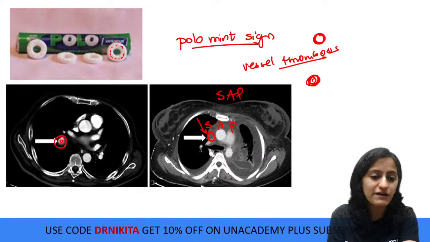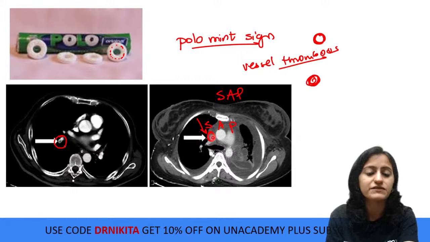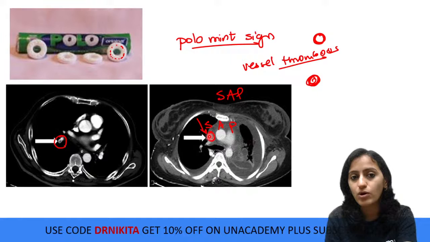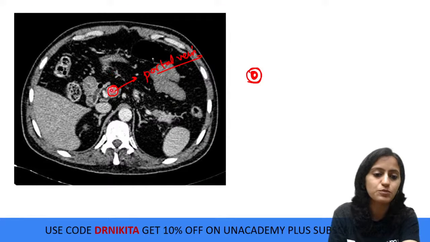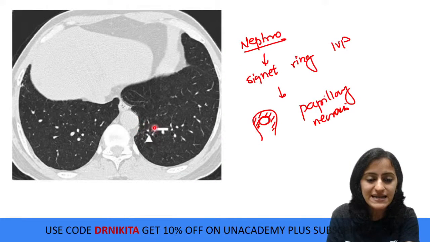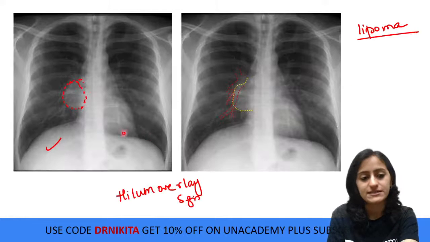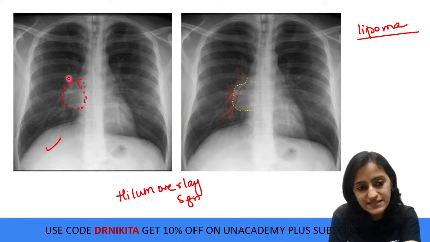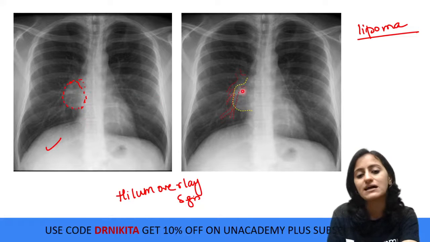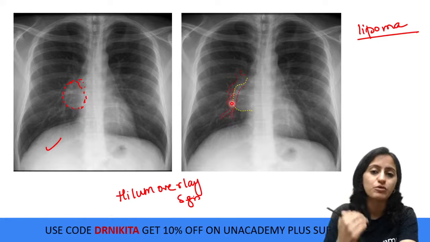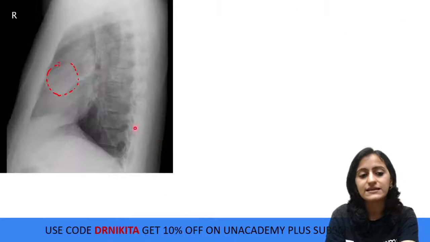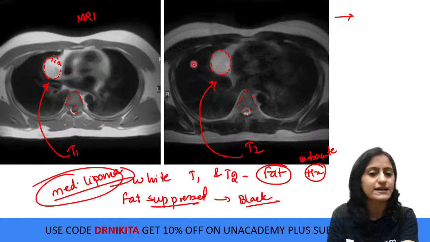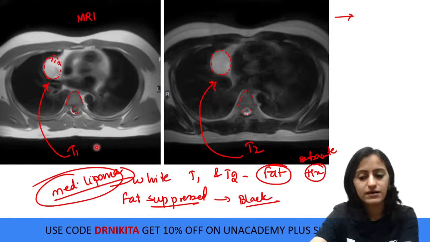Polo Mint sign, you have the central filling defect with the peripheral enhancement, vessel thrombosis. Okay, vessel thrombosis like the portal vein thrombosis here. Signet Ring sign, bronchiectasis. And you have the mass, the Hilum Overlay sign. If you can see the vessels well through the mass, that means it is anterior or posterior. Hilum Overlay sign. If it is white on both T1 and T2, think of a lipoma. Okay, think of a lipoma.